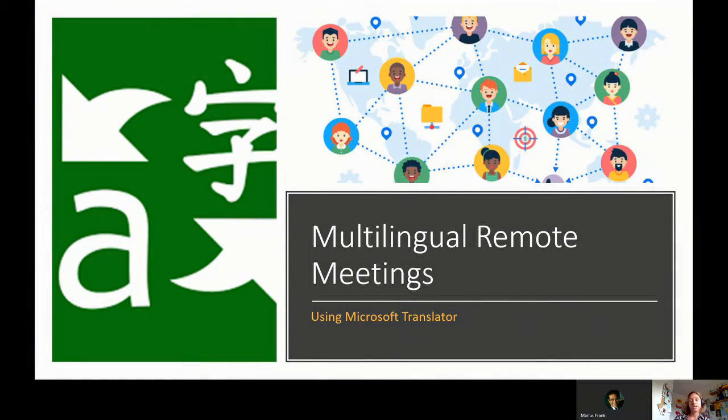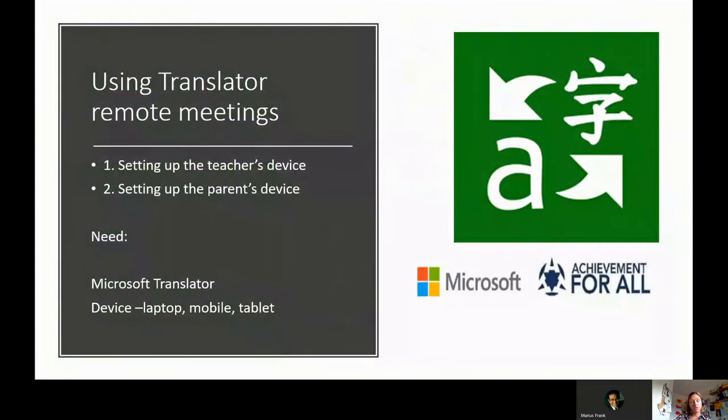Right, in this session, we're going to look at multilingual remote meetings and we're going to use Microsoft Translator to enable these. So what we're going to think about is how we set up the teacher's device and the parent's device. We're going to need Microsoft Translator and the device that individuals use is up to them. So the teacher could be on a laptop and the parent on a mobile phone. That's fine. The steps that we will talk through are the same on each of them.